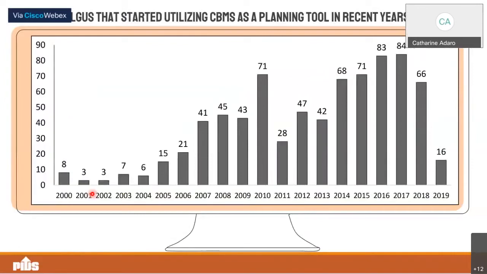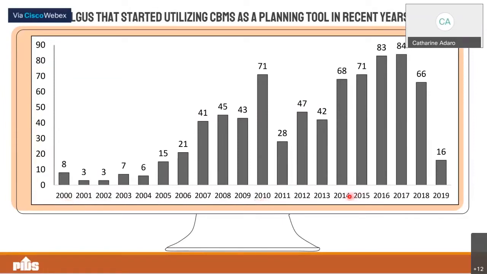Next slide, please. The CBMS have been adopted by LGUs since the year 2000. Over the years, the uptake of LGUs utilizing CBMS as the major source of primary data for their locality increased, with spikes in 2010 and 2014 onwards.